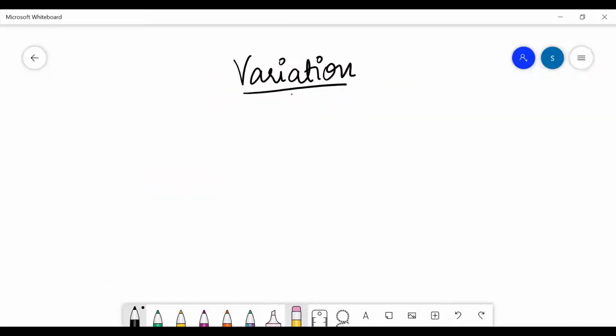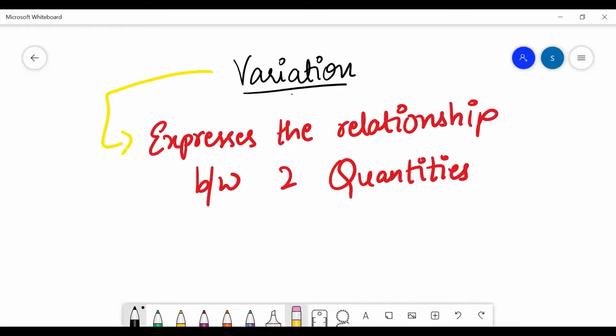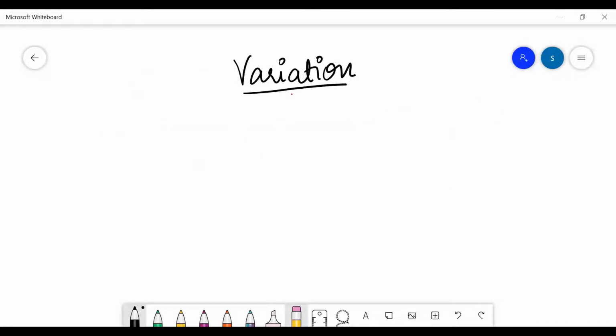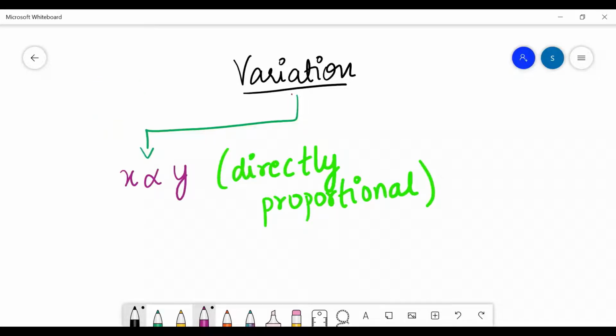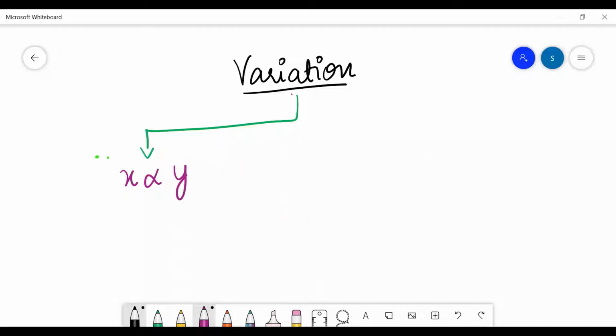Variation basically expresses the relationship between two given quantities. So let's say you have two variables, x and y. Depending on the relationship between these two variables, you can classify them into one of these two categories. Under the first category, if x and y are directly proportional to each other, what that means is if x increases, y also increases, or if x decreases, y also decreases. In this case, it is said to be a direct variation.